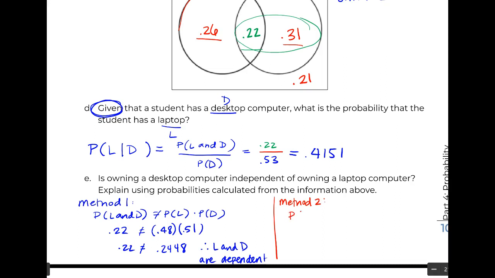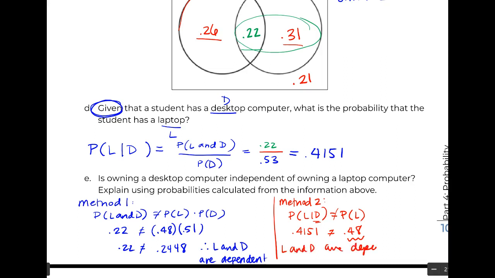And that's to use the conditional statement, especially if you really get that understanding of what it means to be independent. This means that knowing something gives us no new information. In this case, knowing desktop gives us nothing new about laptop. So knowing this doesn't matter, so we should have these equal each other. So we know this is 0.4151 from the previous question. That's why I set it up this way. We know laptop is 0.48. They're not the same. And now we get an added bonus if we can say, look, they're more likely to own a laptop if they don't already own a desktop, which also makes sense. So they're dependent.